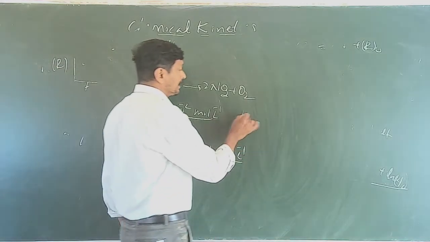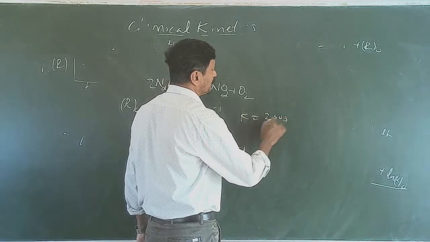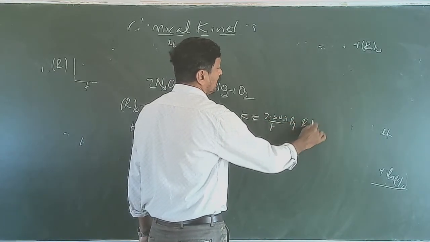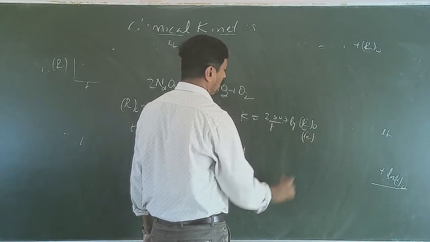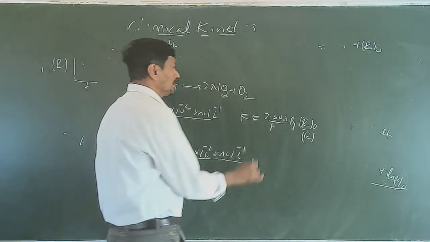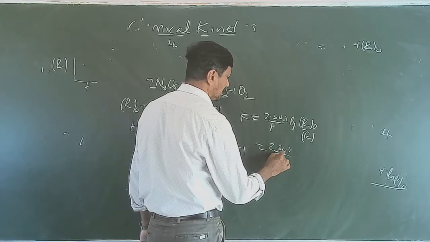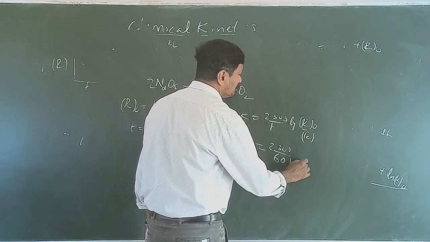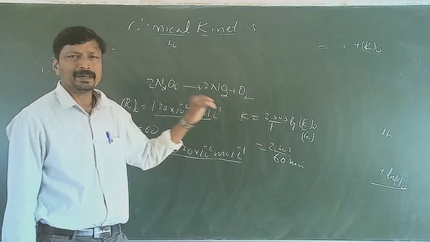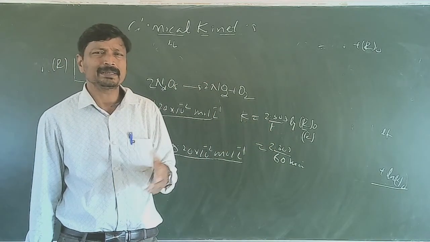What is this equation? K is equal to 2.303 by T log of R naught by R. Here the time is given, and T is 60 minutes, so no need to convert it into seconds. Many students make that type of mistake.